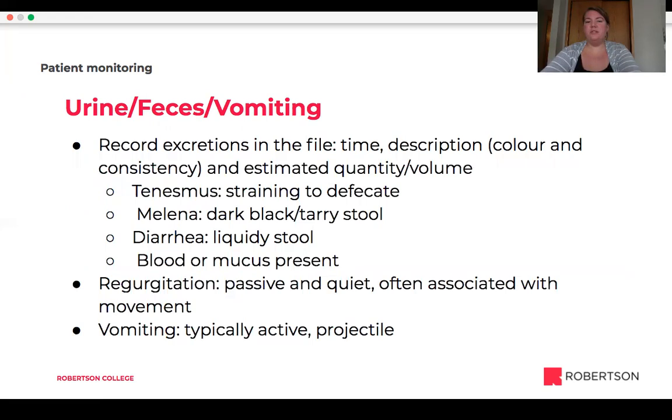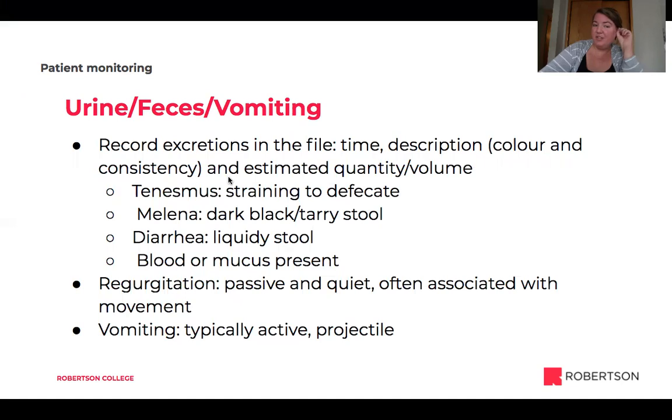When we do notice that there has been excretions of any kind, urine, feces, or vomiting, we are going to record the time that it occurred. We're going to record a description of it, so the color, the consistency, and we're going to estimate the quantity or volume. Again, we can use 1+, 2+, or 3+.